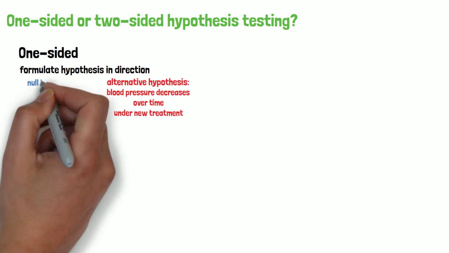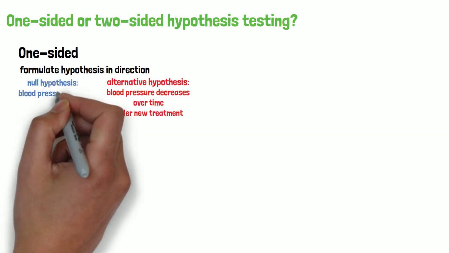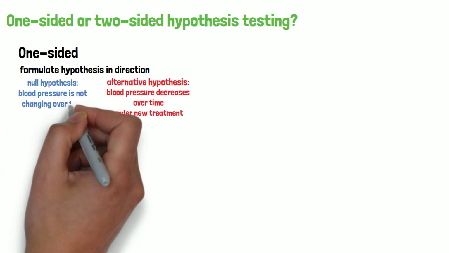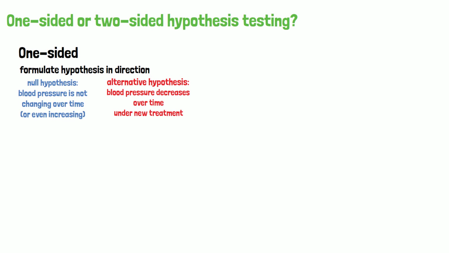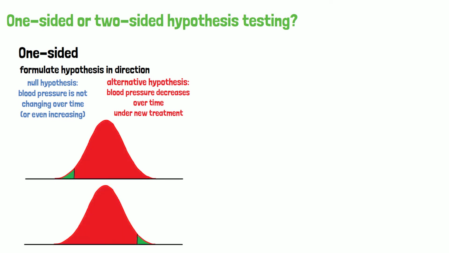The null hypothesis as a counterpart would state then that the blood pressure is not changing over time, or, to cover all cases here, we should add even increases. Depending on to which direction the hypothesis is set up, the probability distribution can look like these. A directed hypothesis is checking the data only in one direction for the fulfillment of the goal, where alpha half is applied on that defined side.